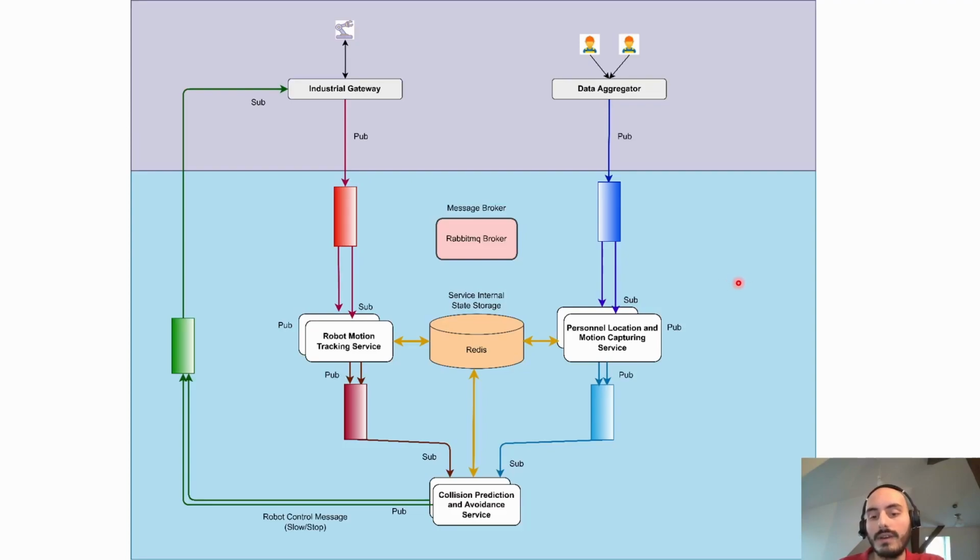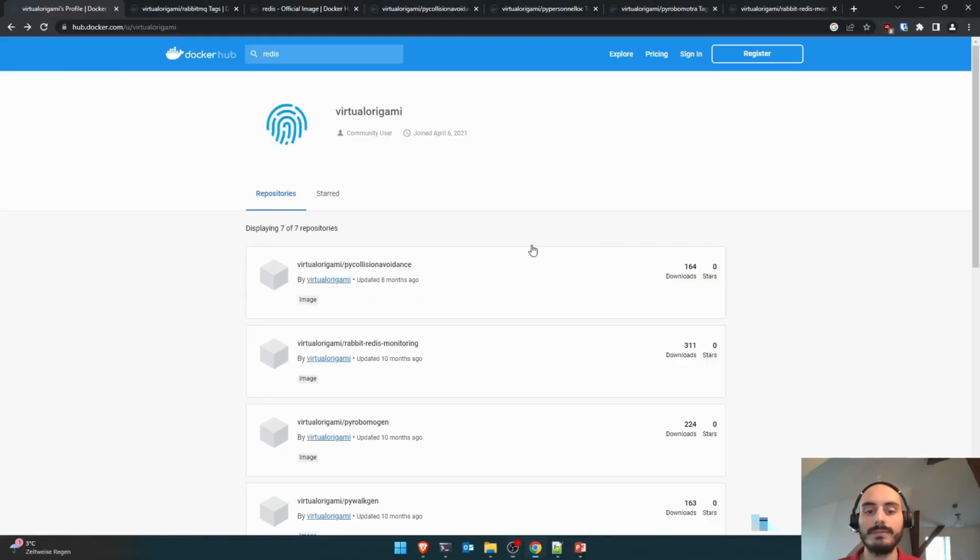In our use case, we have three services, which are Robot Motion Tracking Service, Personnel Location and Motion Capturing Service, and Collision Prediction and Avoidance Service. These services rely on Redis and RabbitMQ, which we will deploy using Rainbow. And finally, we will deploy one metric collector application, which will collect all the metrics generated by these services and forward them to Rainbow, so Rainbow can use these metrics for scaling and analytics purposes.